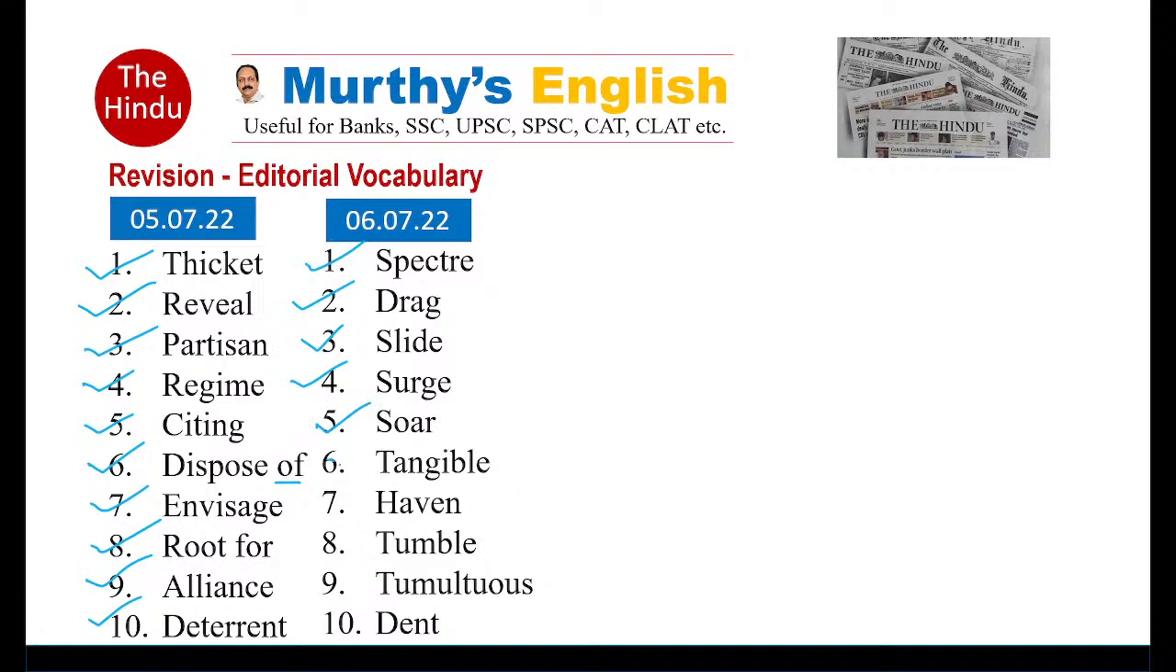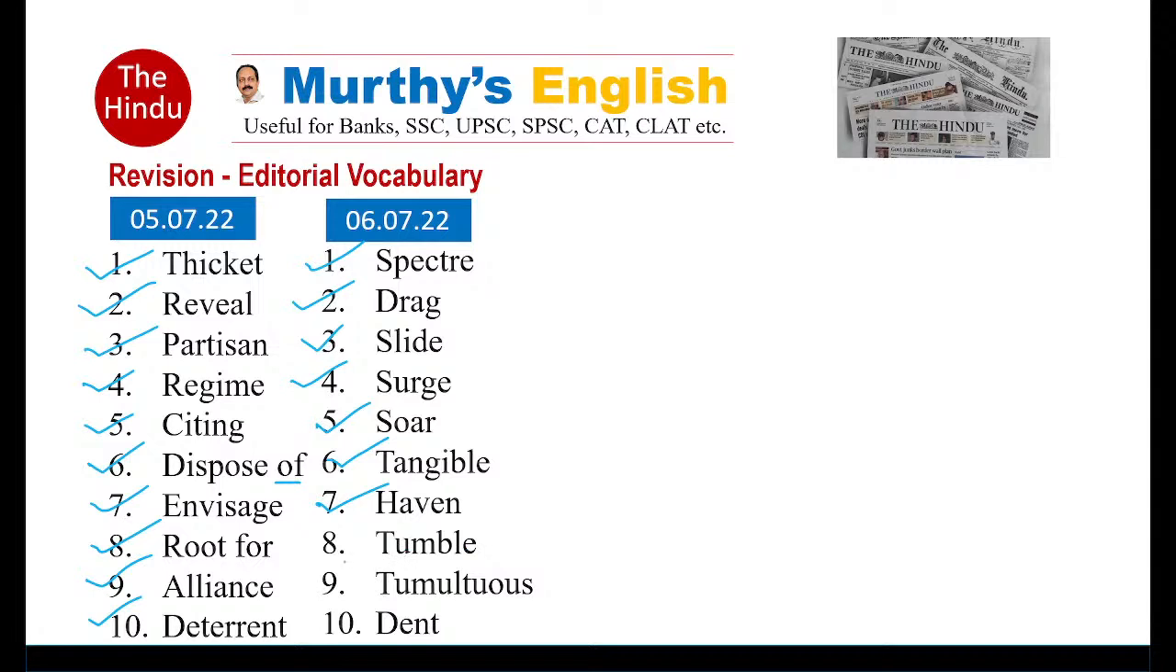Sixth one, tangible: perceptible by touch. Or you can see something, you can touch something. Tangible, concrete; intangible, abstract. Haven: haven for wildlife, haven for smugglers, means what? A refuge, a safe place. Tumble, yes, in the context of the editorial, go down, slide. And slide can be a verb, it can be a noun.